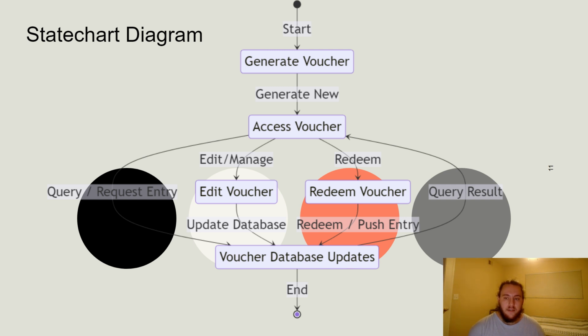Or then from accessing it, you can redeem, and then the redeem pushes the entry through the database and queries the result back to the voucher, and so on and so forth, all the way to the end of each voucher.